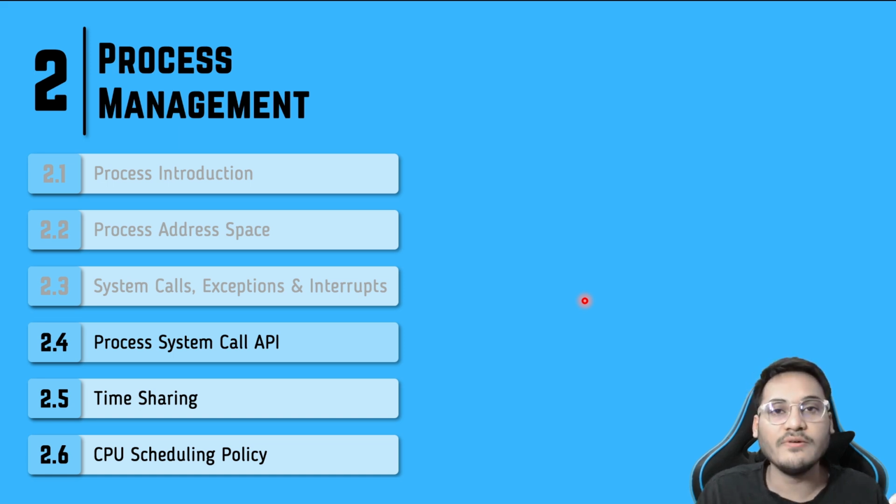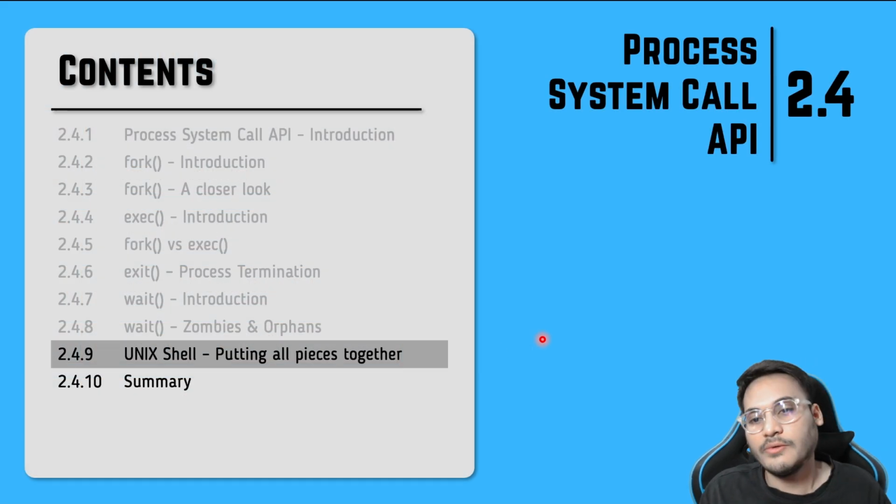This video is part of a lecture series on operating systems, and currently we are on the second module of this course, that is process management. And as you know, within this module, we are trying to understand how the operating system manages this fundamental hardware resource that we have, that is the CPU, by providing this abstraction of a process, right? And within this second module, we are currently on the fourth topic, that is process system call API. So within this topic, we are now nearing the end, right?